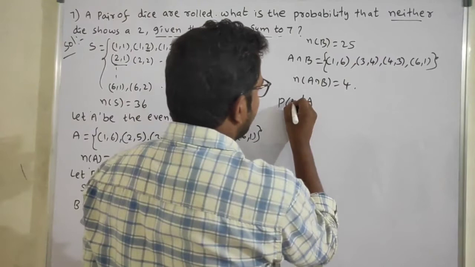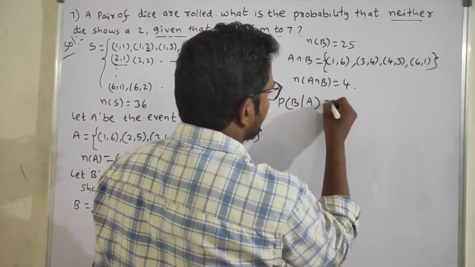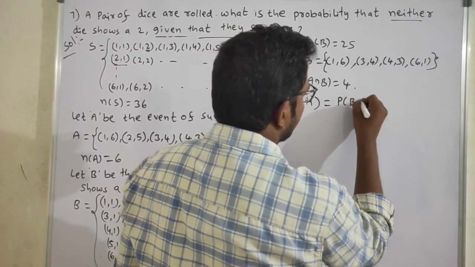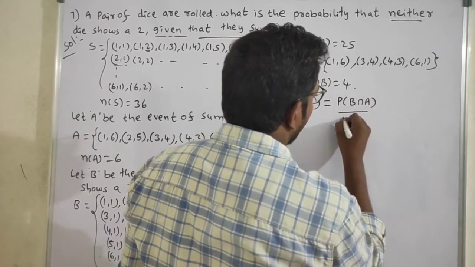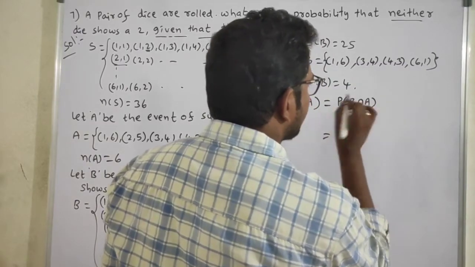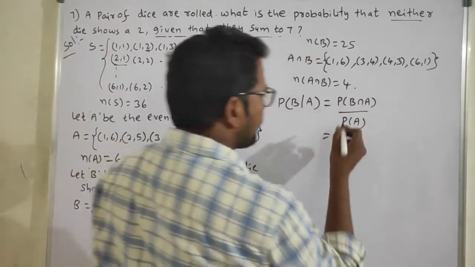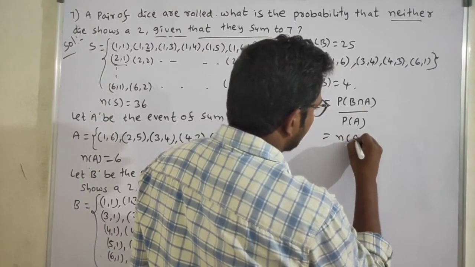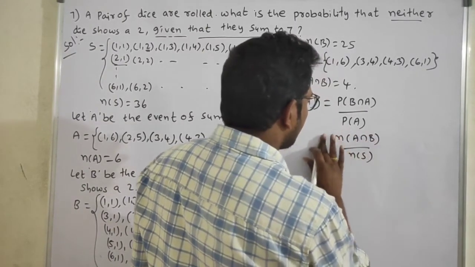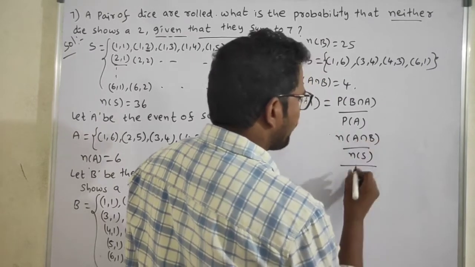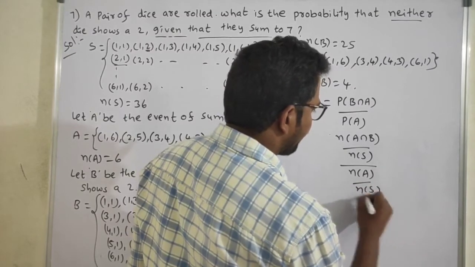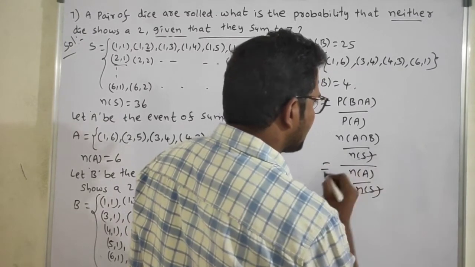So P of B divides A is equal to, by using conditional probability, P of B intersection A by P of A. A intersection B and B intersection A are both the same. So what is the probability of this event? N of A intersection B by N of S, by P of A, which is N of A by N of S. So N of S gets cancelled.